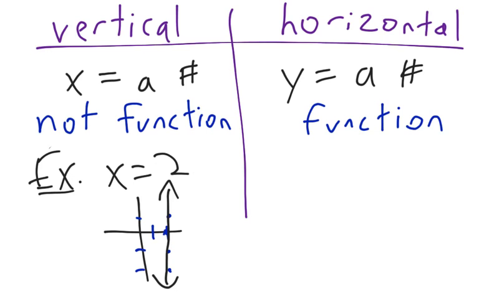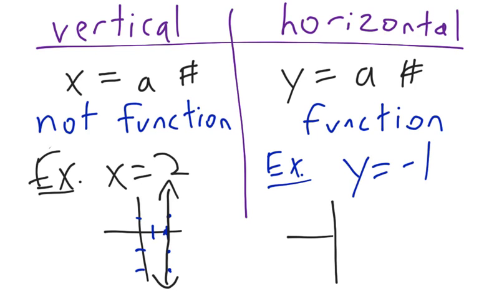And then now let's jump over to horizontal. When y equals a number, it is a function because it's going to be a horizontal graph. We'll do an example of that. So if y was -1, that means when I graph it, it's always down 1 because the y tells you up and down. So we always go down 1 no matter what the x is.